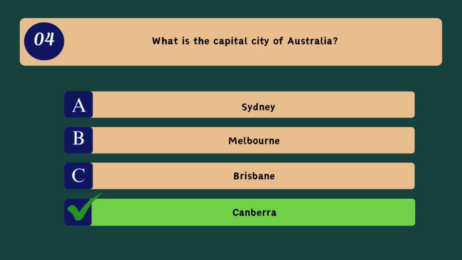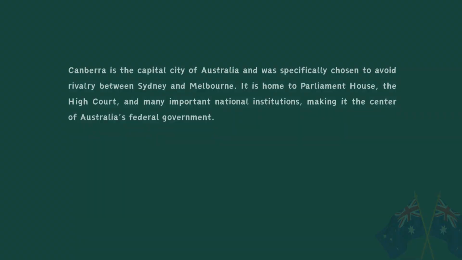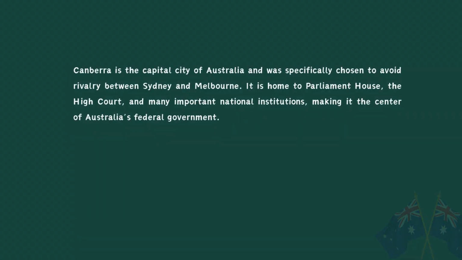Correct answer. D. Canberra. Canberra is the capital city of Australia and was specifically chosen to avoid rivalry between Sydney and Melbourne. It is home to Parliament House, the High Court, and many important national institutions, making it the centre of Australia's federal government.